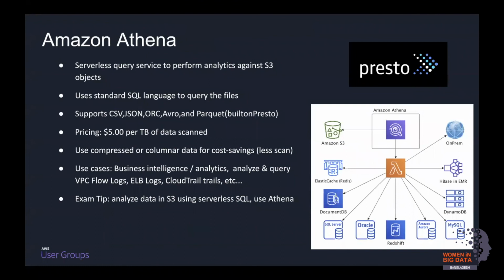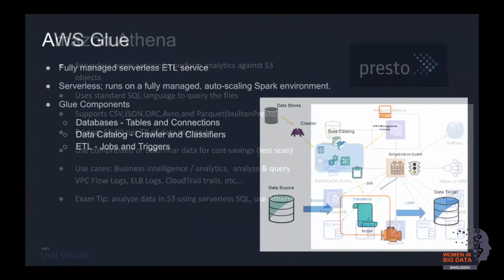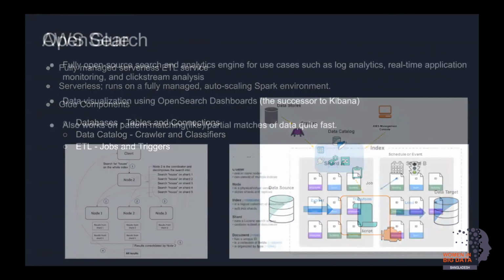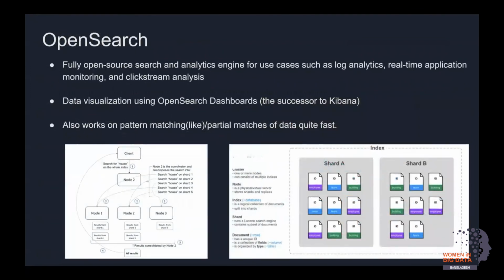We understood Athena and the difference between Athena and Redshift. And then we also understood Glue: if you want to process large-scale data with Python or Scala, you can use Glue. And lastly, we understood OpenSearch, which is the open source successor of Elasticsearch, provided by Amazon, and how we can query data faster with it.